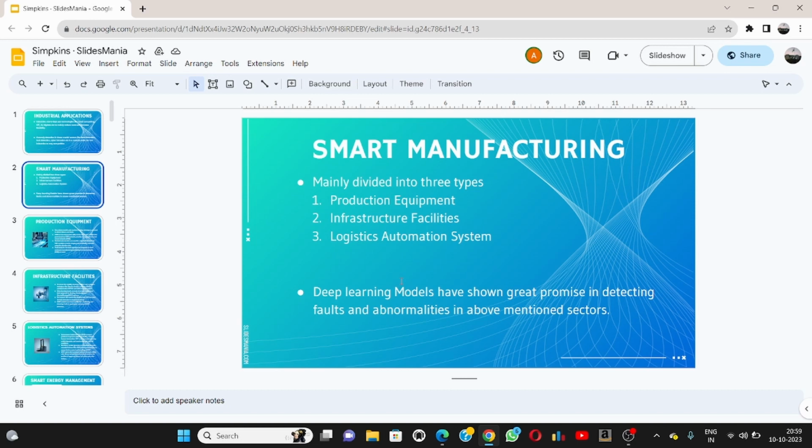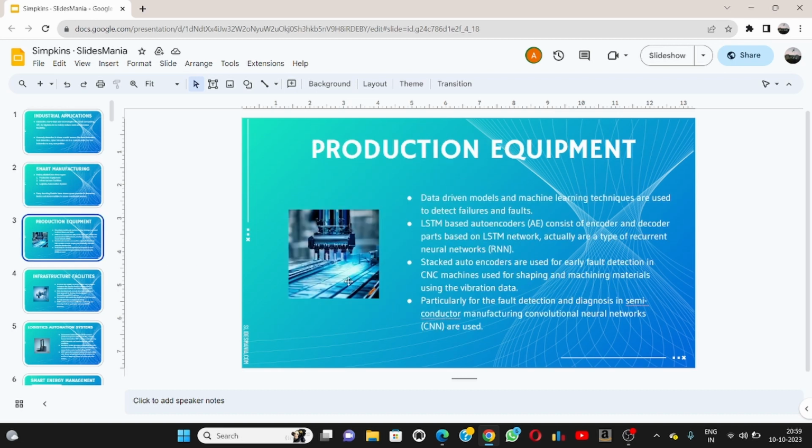So, let's discuss these three types and the proposed deep learning models to identify faults in them. Starting off with production equipment, data-driven models and machine learning techniques are used to detect failures and faults. LSTM, that is long short-term memory-based autoencoders, consist of an encoder and a decoder based on LSTM networks, which are a type of recurrent neural network, RNN. Stacked autoencoders are used for early fault detection in CNC machines, used for shaping and machining materials, using vibration data. This vibration data is collected from the machines in the factories. For fault detection and diagnosis in semiconductor manufacturing, a convolutional neural network, that is a CNN model, is used.